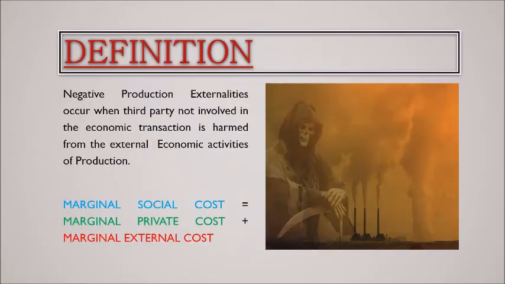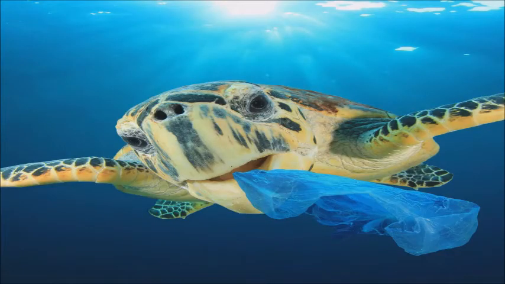Negative production externalities occur when a third party not involved in the economic transaction is harmed by the external economic activities of production. That is, when somebody else is producing something but a society or a group of individuals is affected by it. There, the marginal social cost, that is the cost to the individual or the society, is equal to marginal private cost plus marginal external cost. This can be costs like environmental cost, health costs, and so on. One example of a negative production externality can be the production of single-use polybags, which leads to a ban on them.